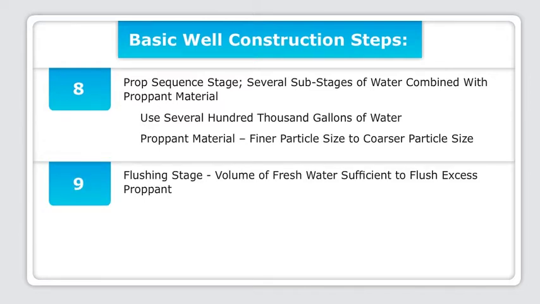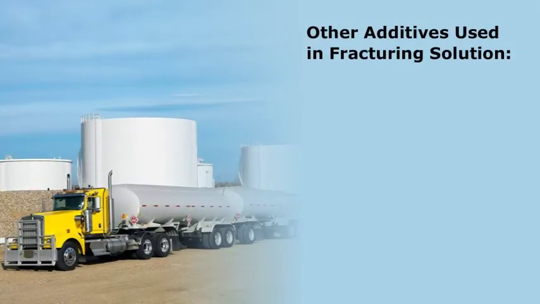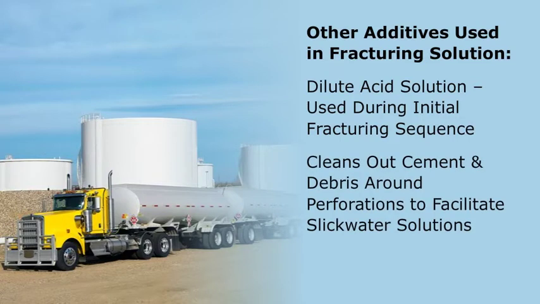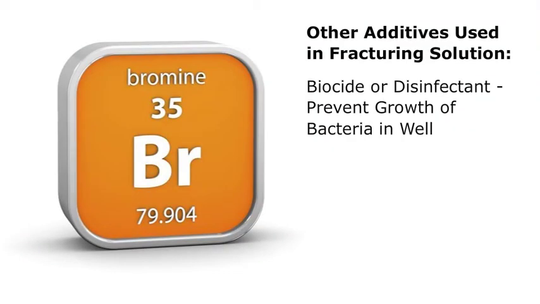9. Flushing stage, consisting of a volume of fresh water sufficient to flush the excess proppant from the wellbore. Other additives commonly used in the fracturing solution employed include a dilute acid solution, as described in the first stage, used during the initial fracturing sequence. This cleans out cement and debris around the perforations to facilitate the subsequent slick water solutions employed in fracturing the formation.